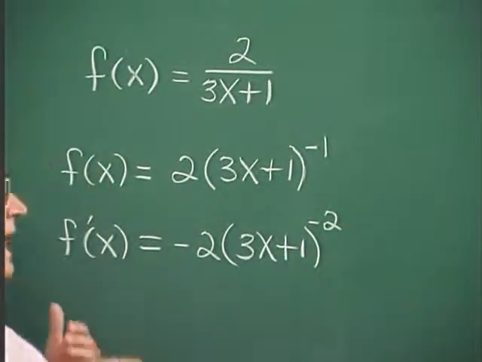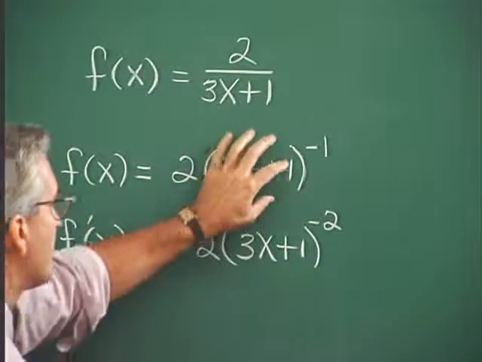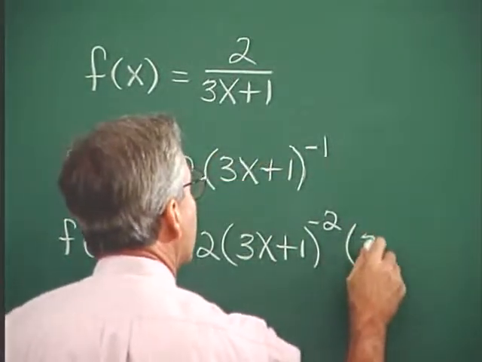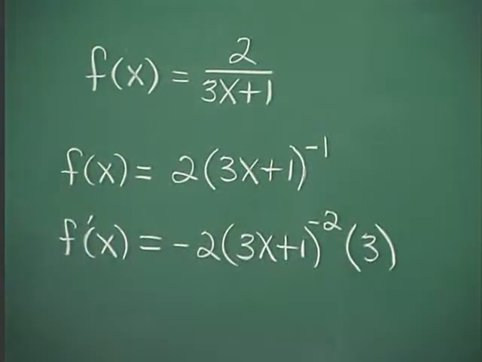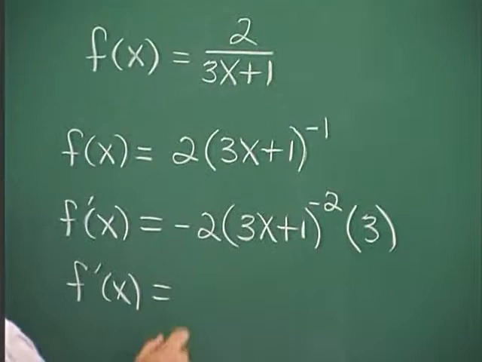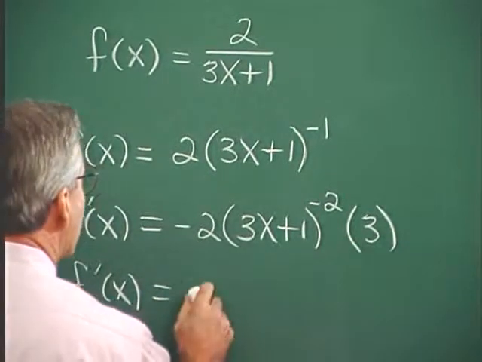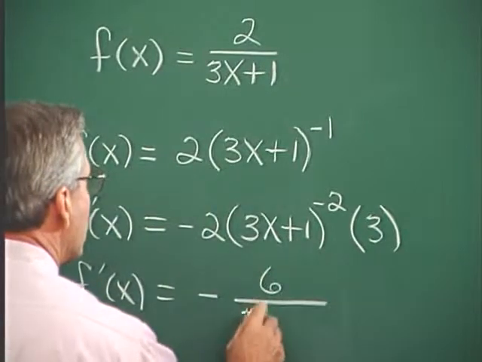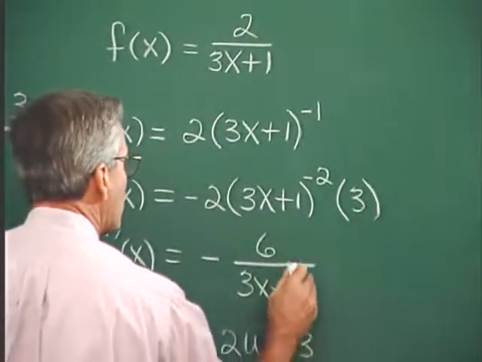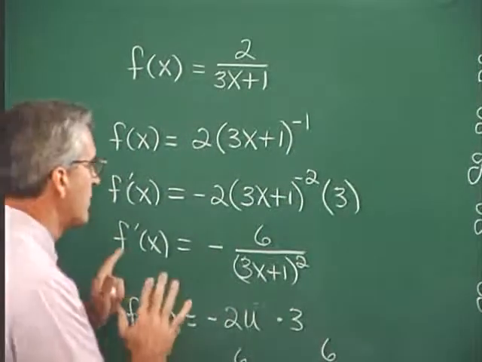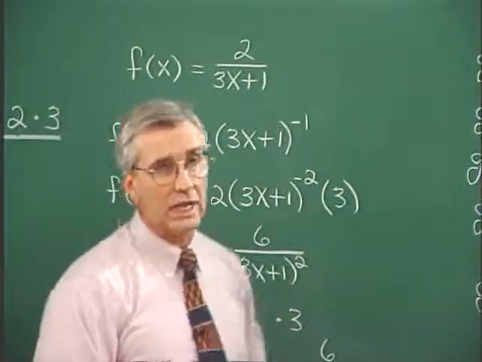Now, follow that by a factor which is the derivative of the single entity. So we have times 3. And now we just clean up, and we're finished. Negative 2 times 3 is negative 6, so it'll be negative 6 in the numerator. And the denominator is the 3x plus 1 squared. And so we've accomplished the situation in much less time than we could have otherwise.